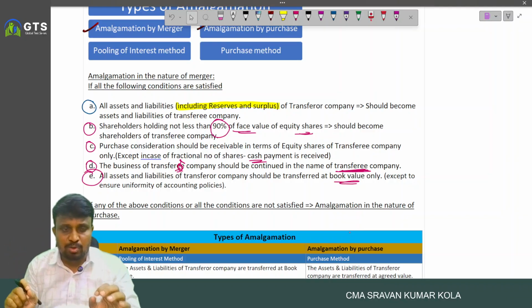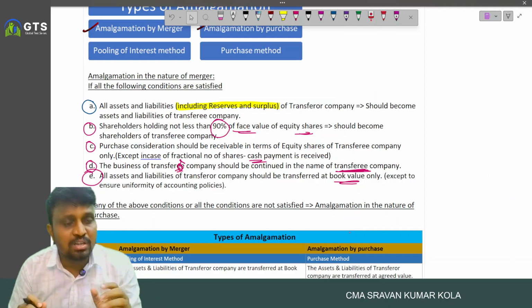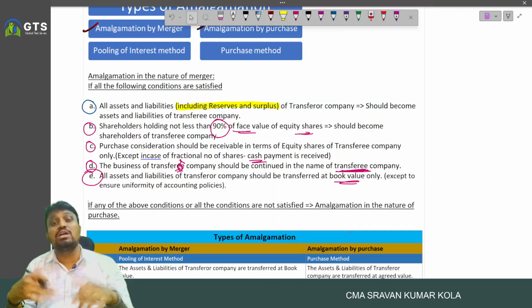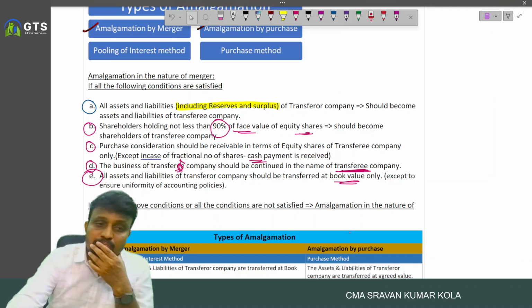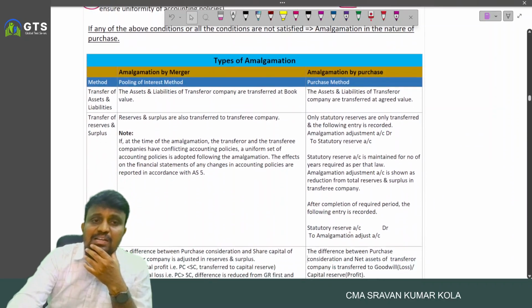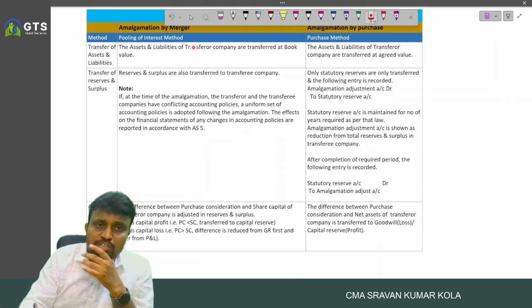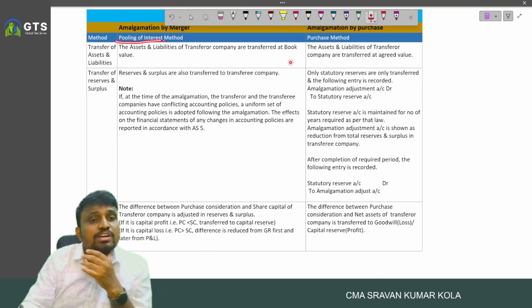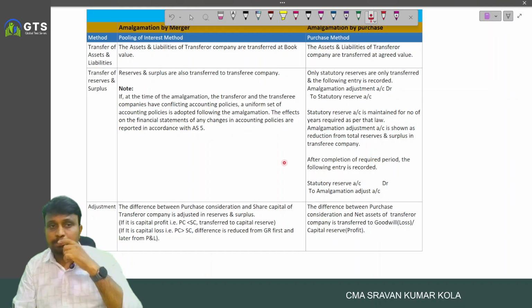Okay, so these are the points. If all five conditions are satisfied, that is amalgamation in the nature of merger. If any one of the conditions, or all conditions, are not satisfied, that is in the nature of purchase. Next one. And in case of amalgamation in the nature of merger, we follow the pooling of interest method. In case of purchase, we follow the purchase method.